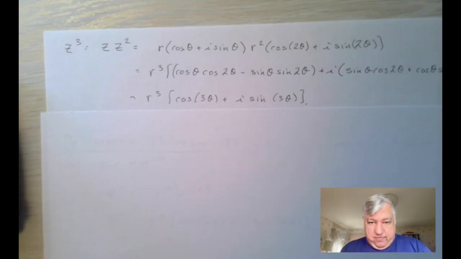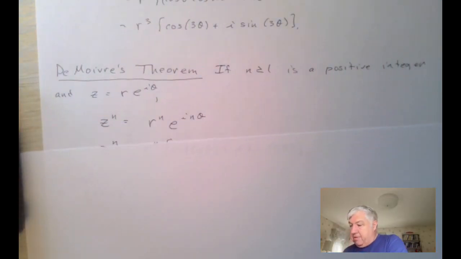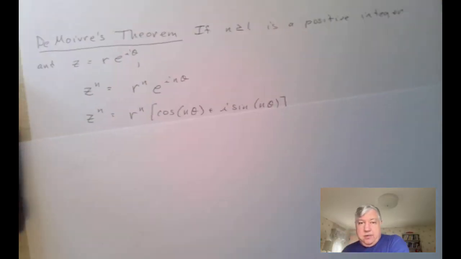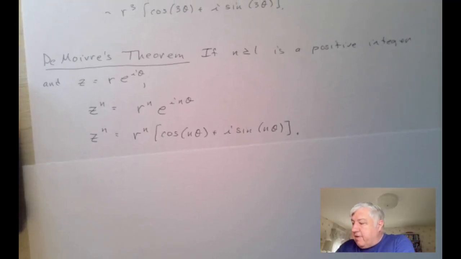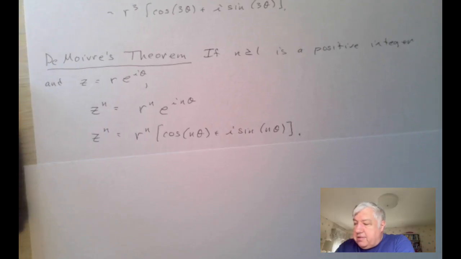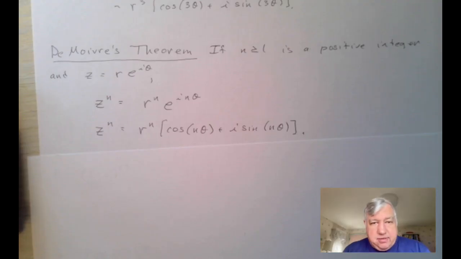And hopefully you can find what the pattern is now. This is De Moivre's theorem. De Moivre was a French mathematician, and you can probably guess, well, he proved the following: if n is a positive integer and z is a complex number in this form, then z to the n is just r to the n times e to the i n theta, or in trig form it's r to the n times cosine of n theta plus i times sine of n theta. So that helps us out some, okay?